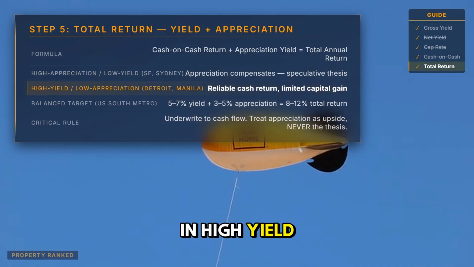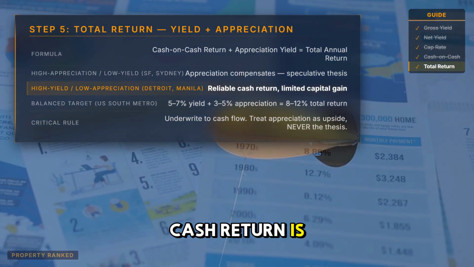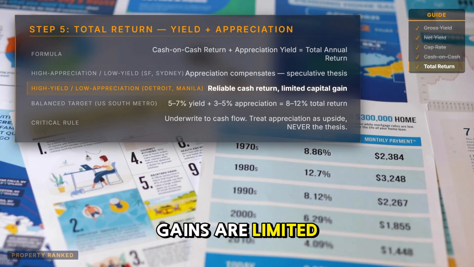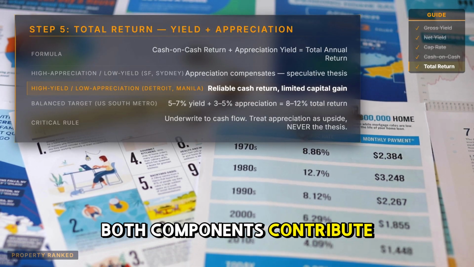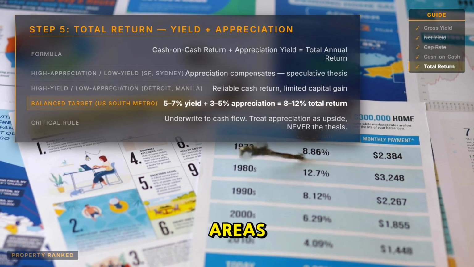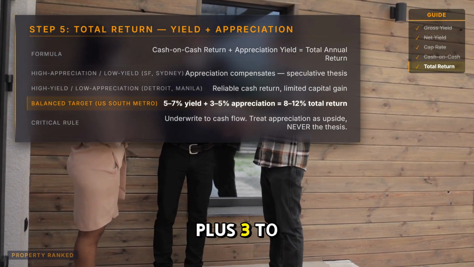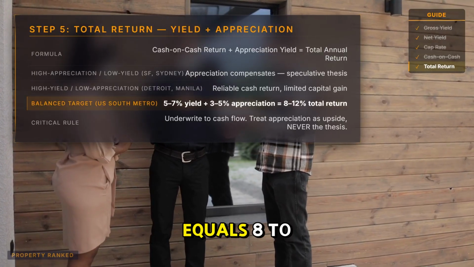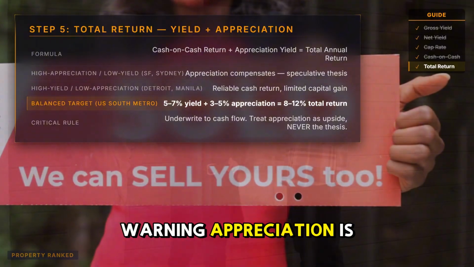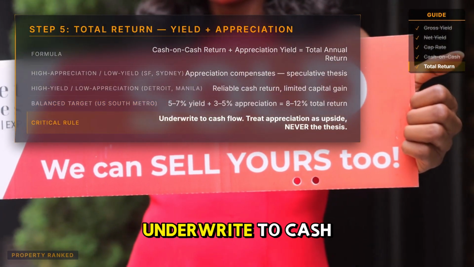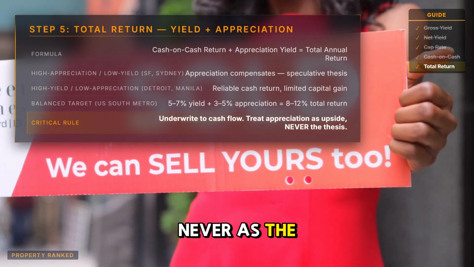In high-yield, low appreciation markets like Detroit or Manila, cash return is reliable, but capital gains are limited. The balanced investor targets markets where both components contribute. Southern U.S. metro areas historically delivering 5 to 7% yield plus 3 to 5% appreciation equals 8 to 12% total annual return. Warning: appreciation is never guaranteed. Underwrite to cash flow. Treat appreciation as upside, never as the thesis.